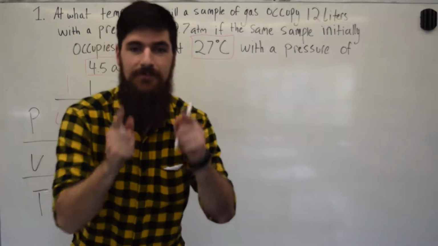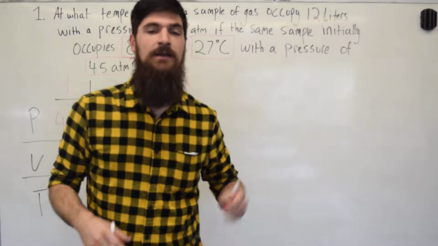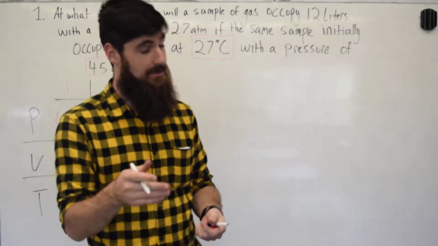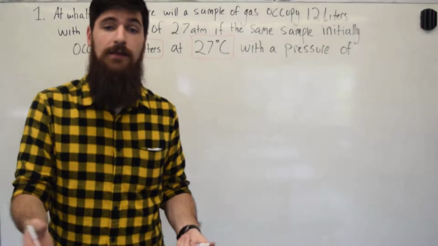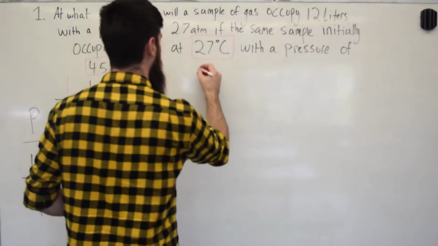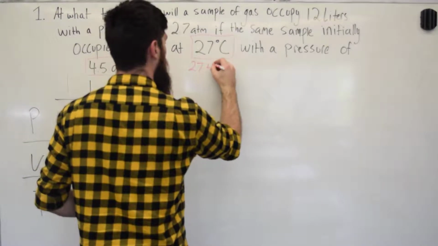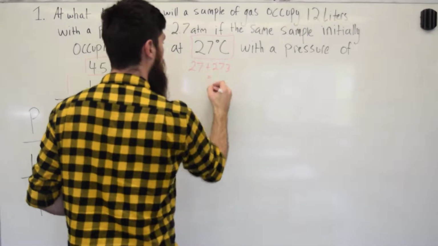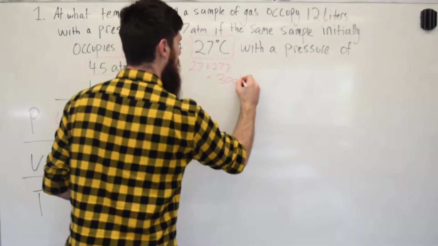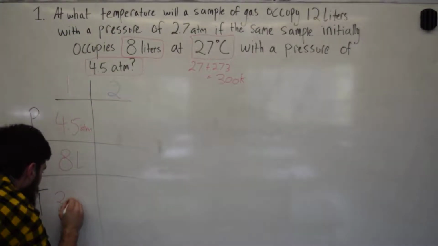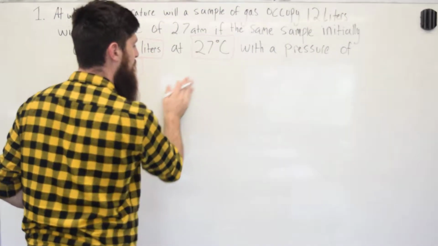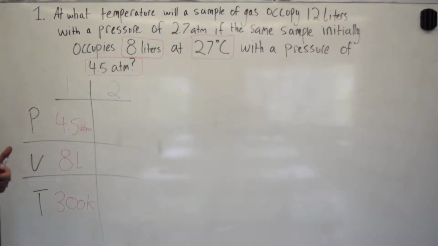Remember, temperature always needs to be in Kelvin. If I didn't explain this in class to you or you weren't paying attention, I can explain this. I'll explain why later, but you need your temperature to be in Kelvin. So 27 degrees Celsius in Kelvin, you add 273. 273 plus 27 is 300 Kelvin. So I'm going to put that down here, 300 Kelvin. Okay? Cool.